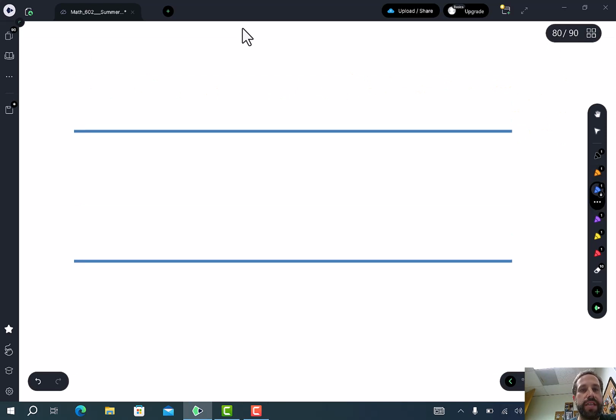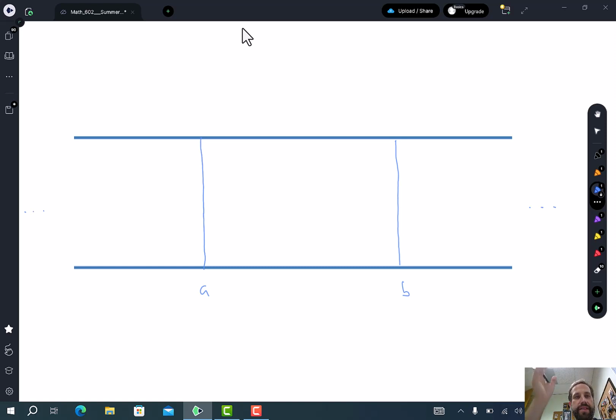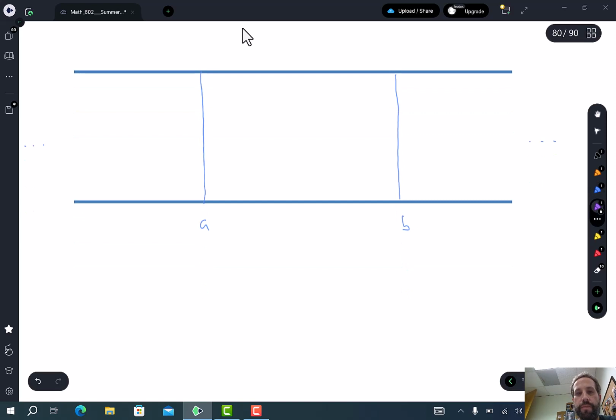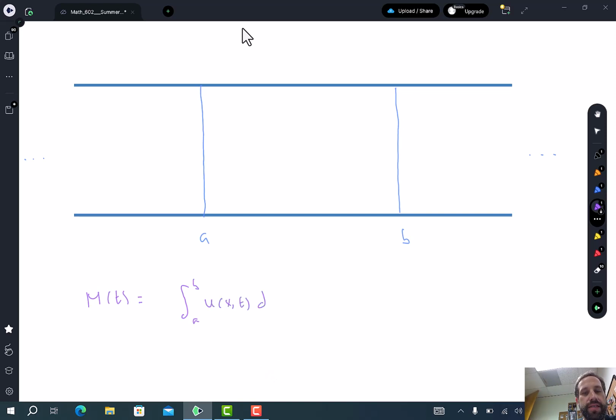But I'm going to rederive this, and it's just going to be the continuity equation that we talked about way back in the beginning of class. So let's say this is our one-dimensional thing. We go off to minus infinity that way and positive infinity that way. This is just one little piece that models what's happening here. The amount of mass in the interval a to b, I'm going to call m of t, is the integral from a to b of u of x,t dx.